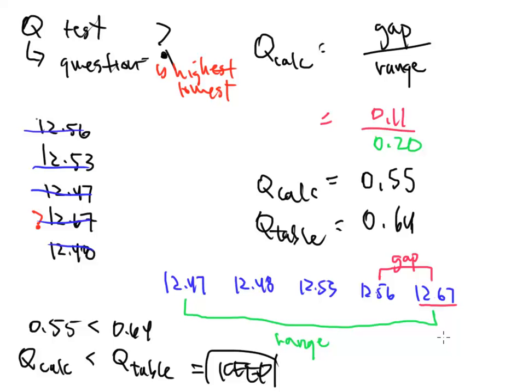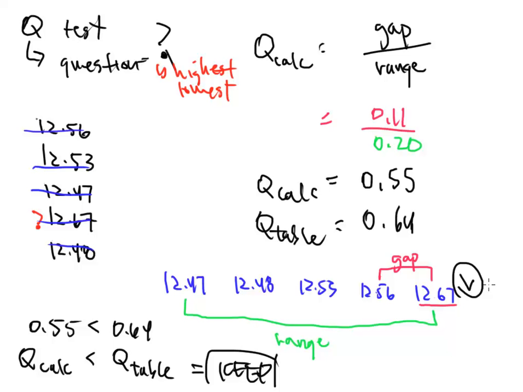I take a look at this and say, you know, 12.67 is a little higher than the rest of the numbers, so I'm just going to kick it out. That's wrong. You can't do that. And the reason is because statistically, that falls within the set at the 90% confidence limit. So that is how we do the Q test, and that is the purpose of the Q test.